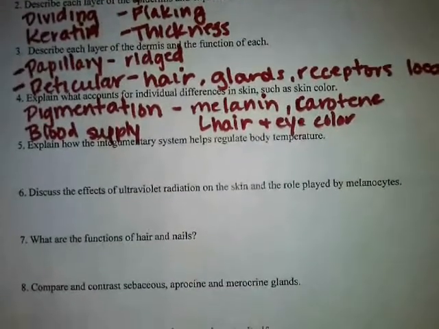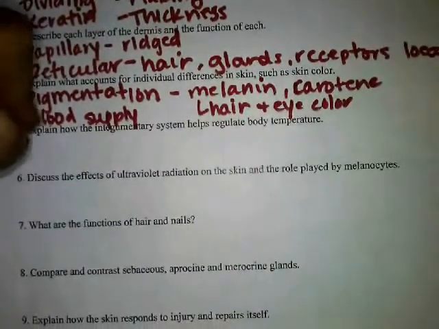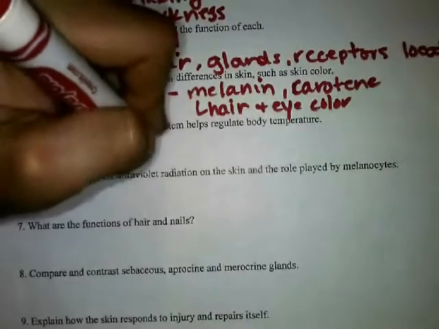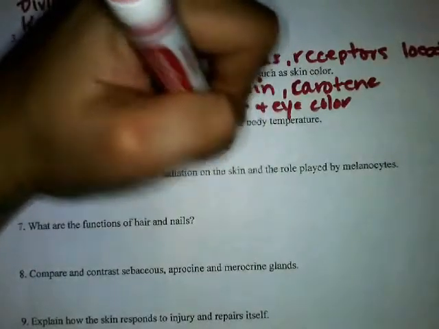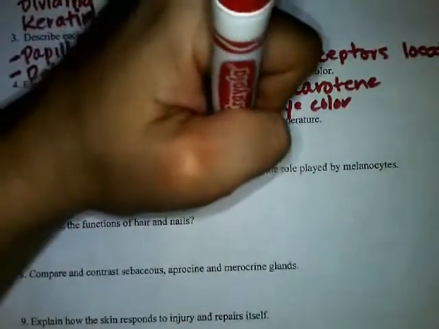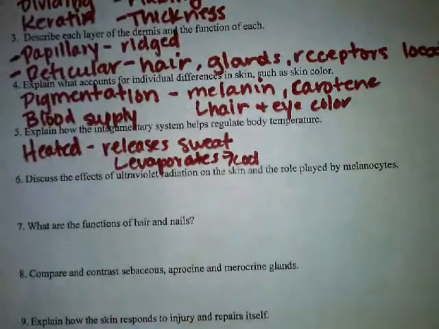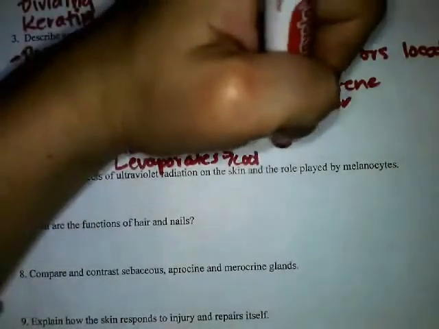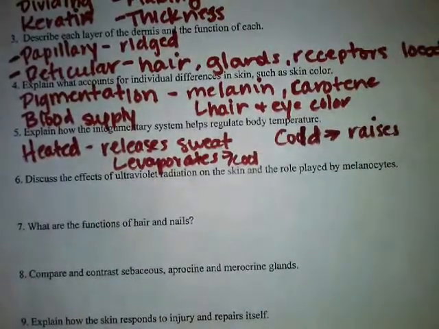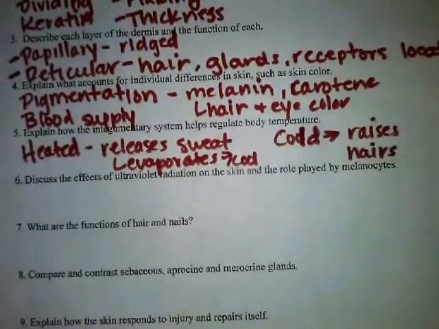The integumentary system helps to regulate body temperature. When you get heated, your body releases sweat, and this evaporates to cool your body down. When you are cold, your body raises those hairs using that little muscle, the erector pili muscle, and this helps to trap warm air near your body, so you get goosebumps.